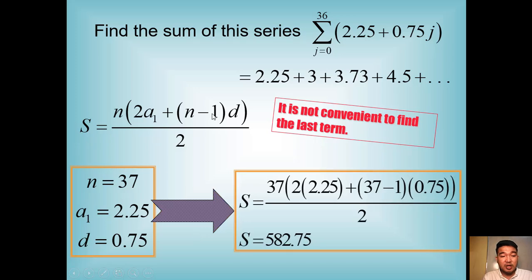So by substitution using the alternate formula for getting the sum, you will have 37 times 2 times a sub 1 plus 37 minus 1 times 0.75 all over 2. And then simplifying it further, you will have 582.75 as the sum of this series.